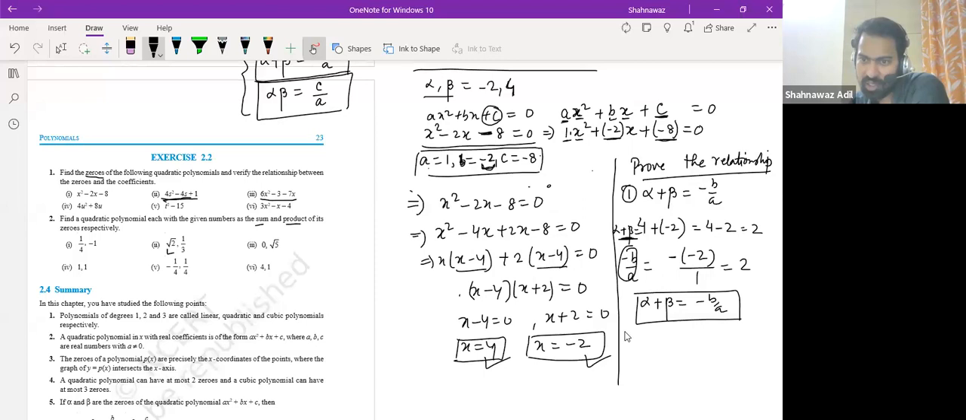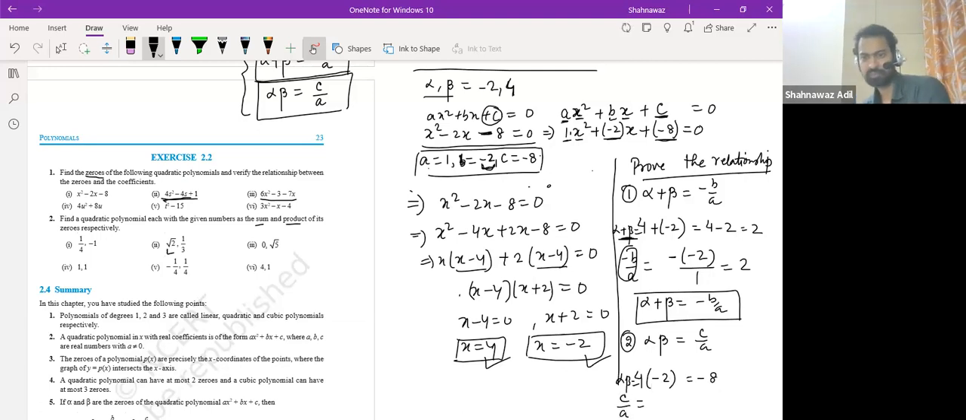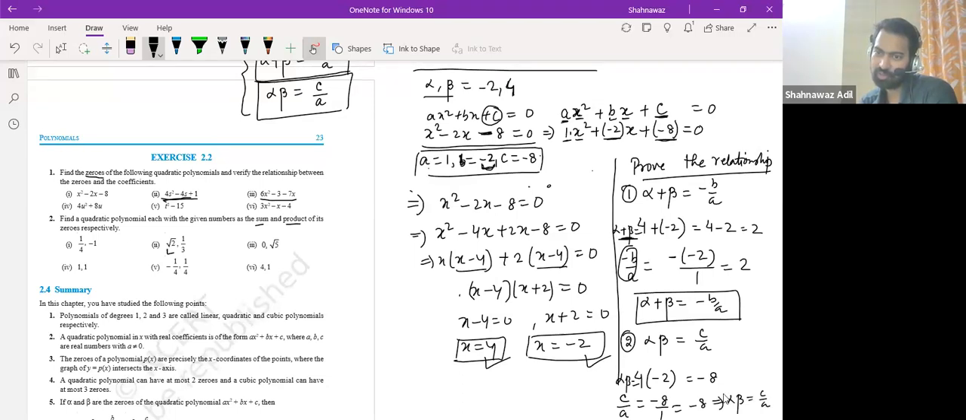Yes. Okay, and the second is product of the zeros. This we have to prove is c by a. So what is alpha and what is beta? This is 2, and this is -8. And what is c by a? -8 by 1, right? So this is -8. So we have proven that alpha into beta is c by a, right? So this proves that alpha plus beta is minus b by a and alpha into beta is c by a. So this is how we prove the relationship between the zeros and coefficients.